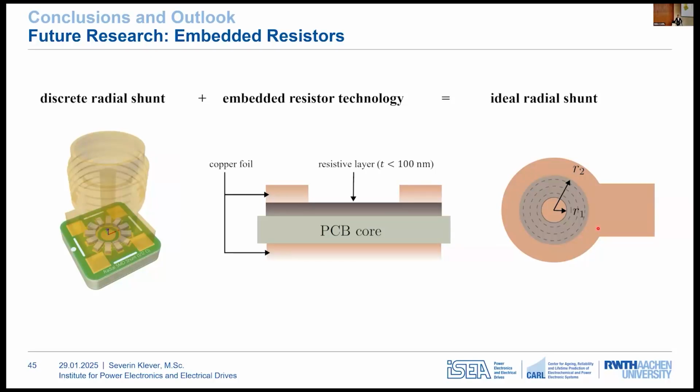Future research could focus on the assembly technology of radial shunt resistors. The current design relies on discrete resistors, so the next step could involve embedding thin film resistors directly into the PCB. This would create a uniform radial surface and significantly improve the performance by enabling a more consistent radial current flow. Technologies for embedding resistive thin film layers below 100 nanometers into PCBs already exist, but they are currently offered by only a few very specialized manufacturers. So advancing this approach would require a dedicated research project and cooperation with these manufacturers.